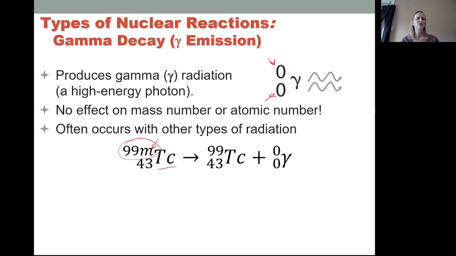That m there is just an indication that for whatever reason this particular isotope is unstable. And at the end of this reaction, we still have a mass of 99. We still have technetium because the atomic number is still 43. But we have given off gamma radiation in the process. So again, gamma decay or gamma emission releases gamma particles.